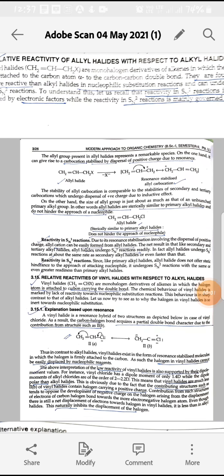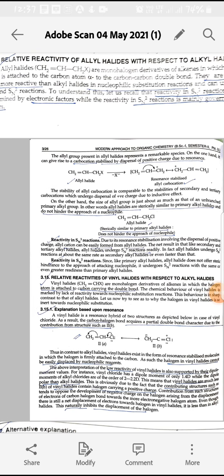Good morning, students. Next, the last topic, that is the relative reactivity of allyl halides with respect to alkyl halides. And this is the last topic in our chapter, alkyl halides. So, allyl halides are more reactive than alkyl halides.